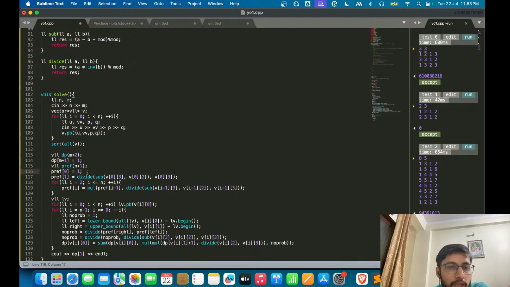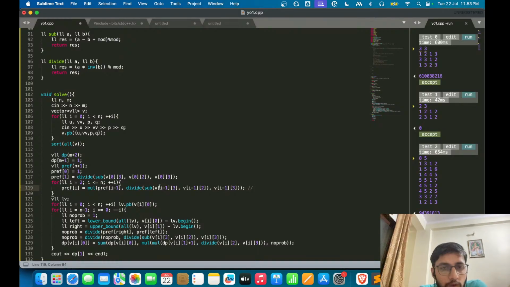And how am I calculating the prefixes? Prefix of 1 represents the first probability, and then so on. I'm just multiplying all of those. So as you can see, I'm just multiplying prefix of i minus 1, and if I write it in a comment, then you can see that.